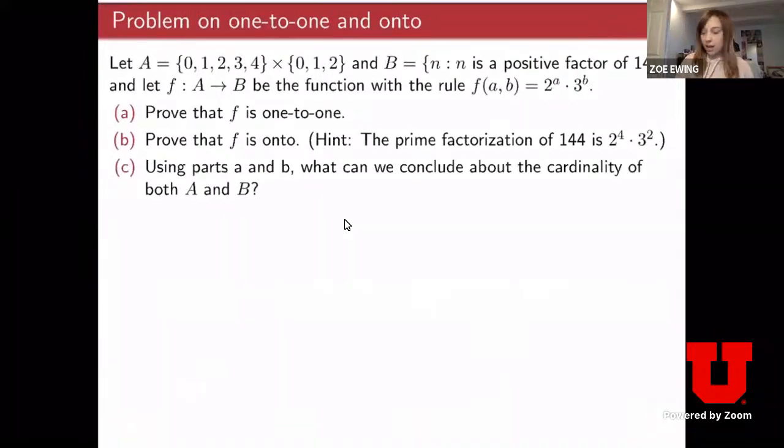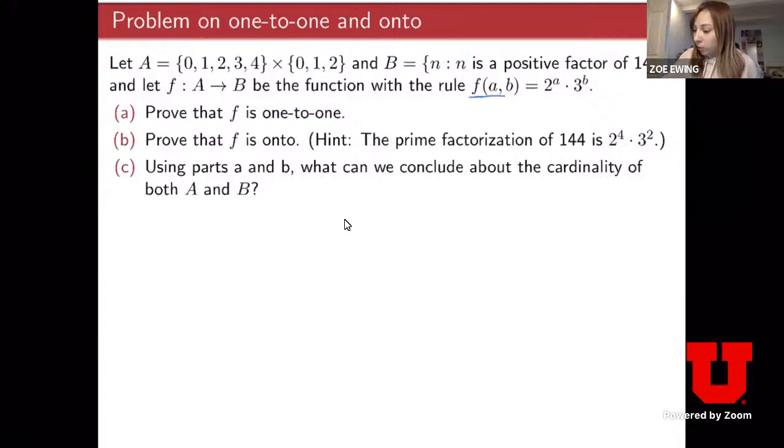We have A is a cross product of two sets, and B is n, such that n is a positive factor of 144. And we have a function with this rule right here. So first we want to prove that f is 1-to-1. And before we get into that, let's make sure that we understand what this function is, because it's kind of confusing with the cross product and everything.